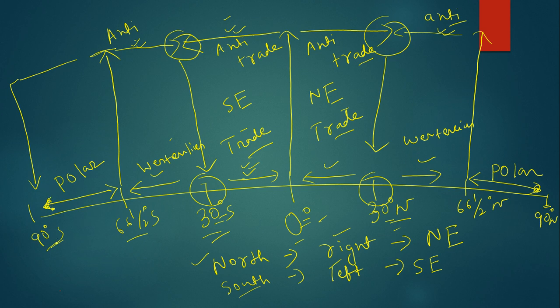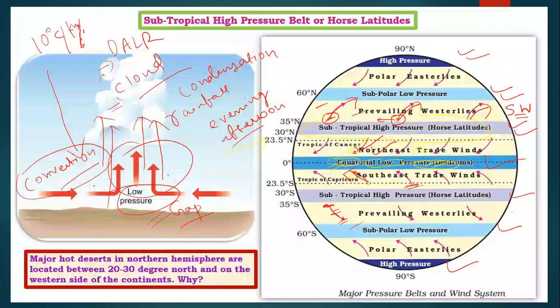So this wind is moving from the polar region to 66 and a half south and 66 and a half north. This wind is known as polar wind. Okay, now just look at the direction of this polar wind. This is the polar easterlies. Since this wind is coming from the northeastern direction, it is known as the northeast polar wind. And from this direction you can identify this is the southeast polar wind. So we have to be very careful in the identification of the direction of these winds.